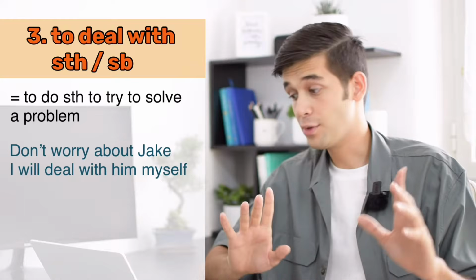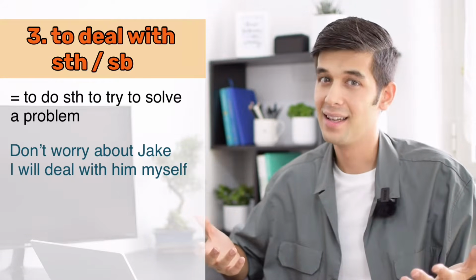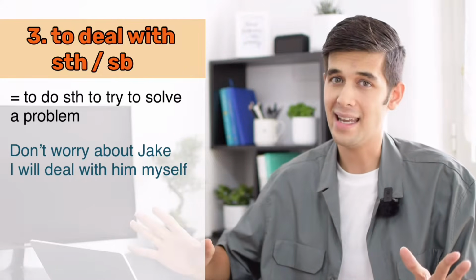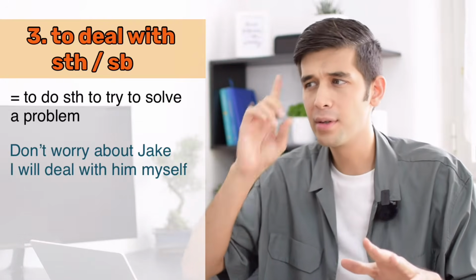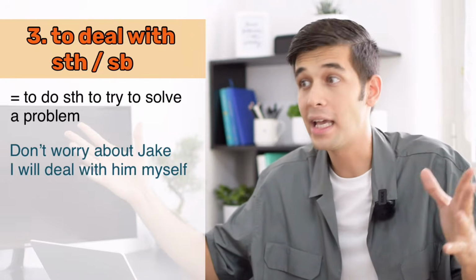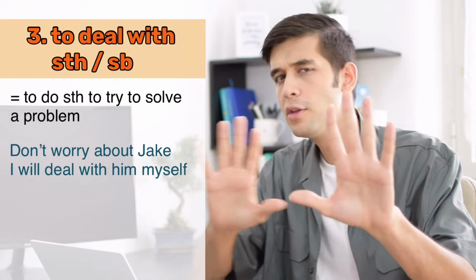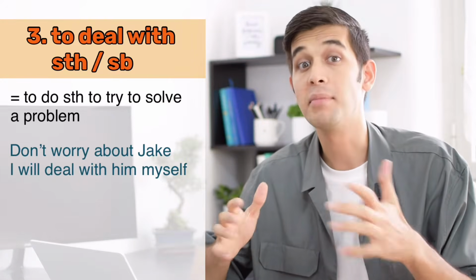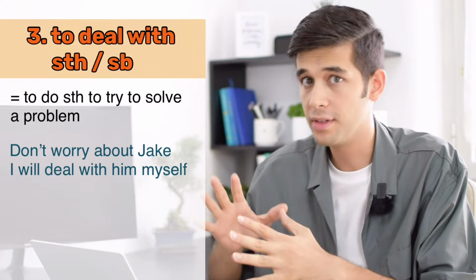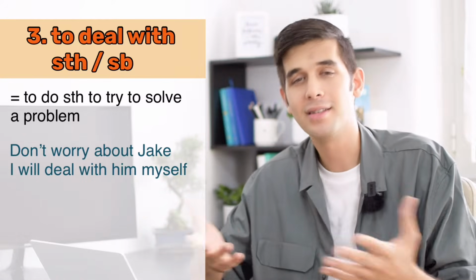Don't worry about Jake. I will deal with him myself. It means you don't have to think about Jake. Maybe Jake is going to get angry over what you are going to tell him. So don't worry about Jake. I will deal with him. It means I will try to solve the problem with him. To deal with something or to deal with somebody.